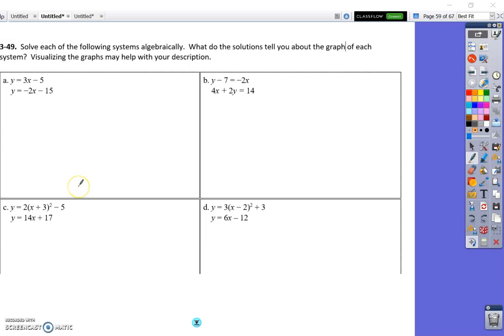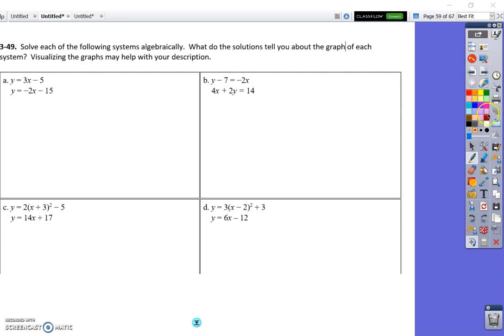All right, so we're going to be working on homework a little bit here. We have these following systems, and they're asked to solve them algebraically. A and B are both linear, and C and D are quadratic with a line. I'm going to do a couple of these, but not all of them. I really don't want to do A or B. That's a Math 1 skill that you haven't practiced in a long time, so you've probably forgotten.